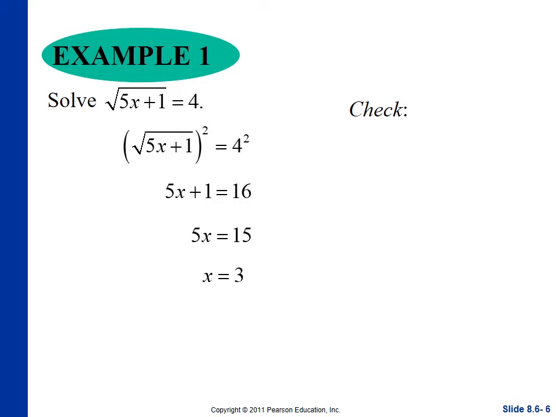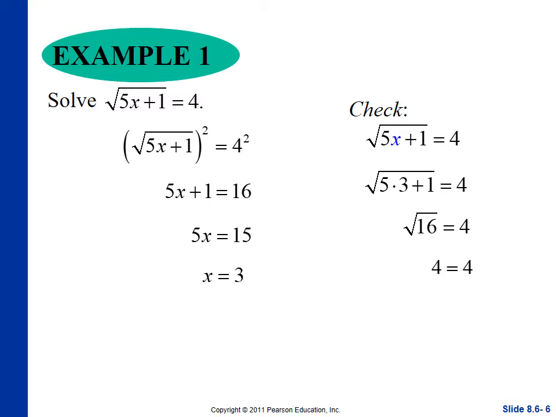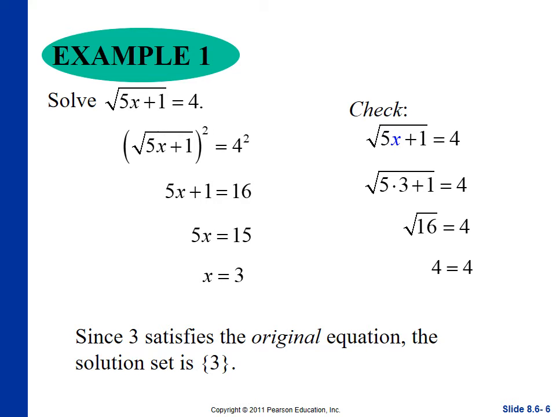Now, as we've said, we've got to check this. So we plug it back in. We get 5 times 3 plus 1, which is the square root of 16, equals 4, and we can see that's all true. So pretty basic approach here. And there's your original equation. The solution set is 3, and that's the proper set notation at the bottom of the screen there.